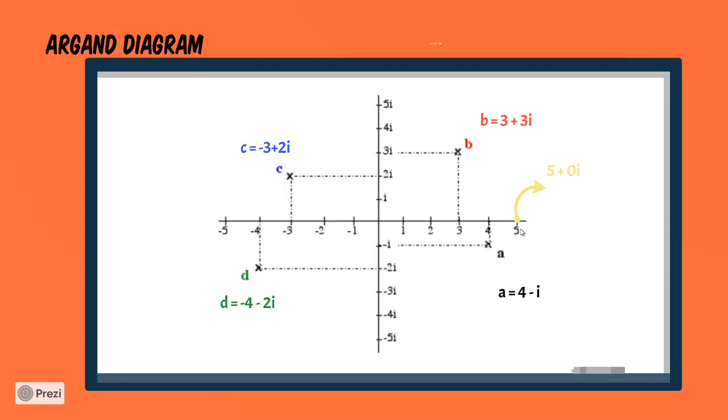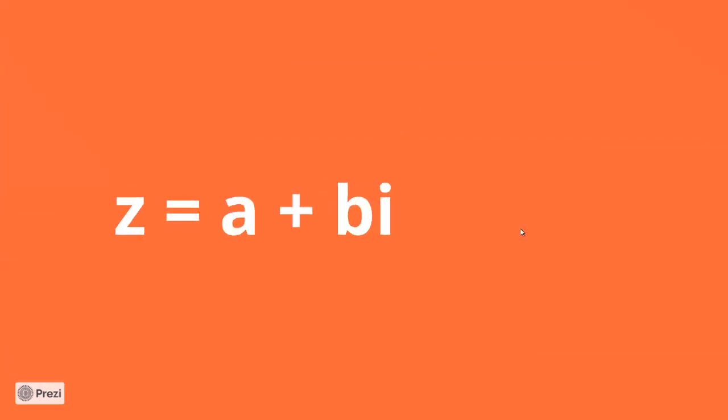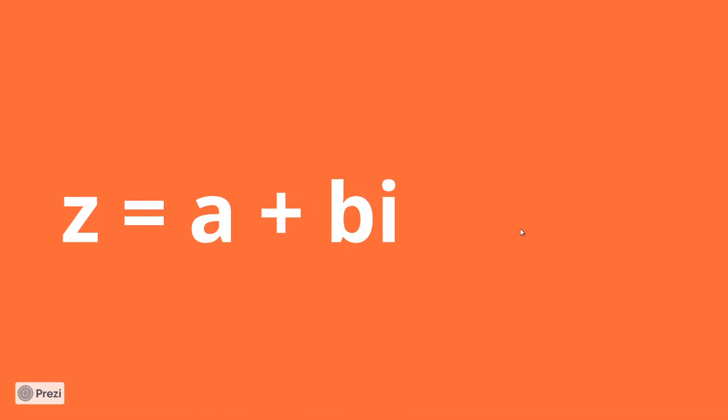So these complex numbers are usually represented by the letter z. The notation is z equals a plus bi, where a is the real number and bi is the imaginary part. So z is a complex number.